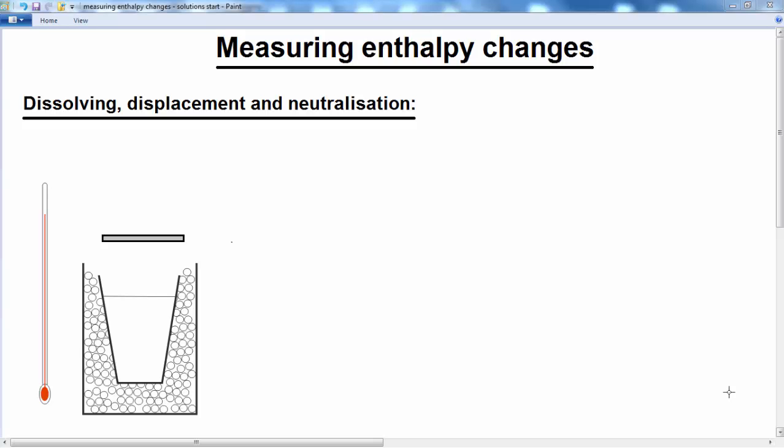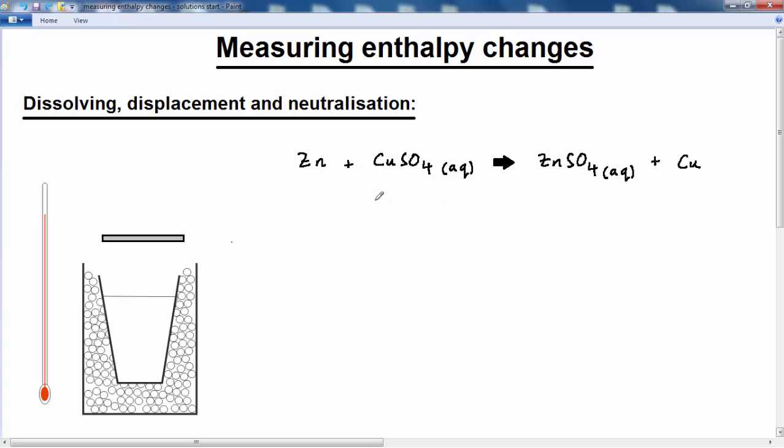Okay, so in this experiment, we're going to have a look at a displacement reaction, and the techniques involved here also apply to dissolving or neutralization. We're going to look at the reaction between zinc and copper sulfate. This is a displacement reaction, and the zinc displaces the copper from the copper sulfate solution, forming a clear solution of zinc sulfate, and then copper metal is precipitated during the reaction.